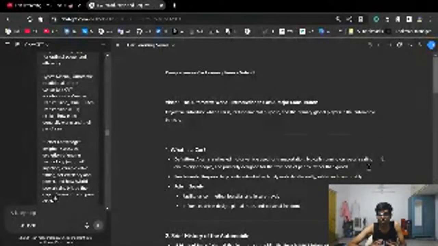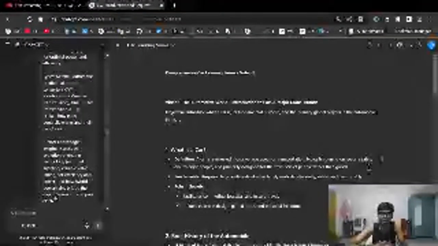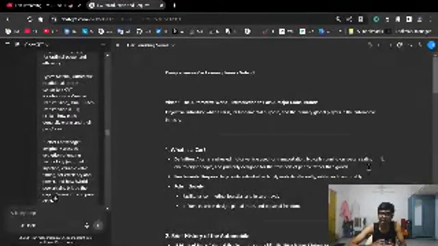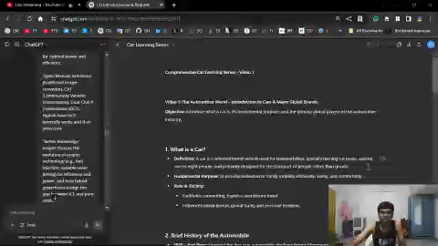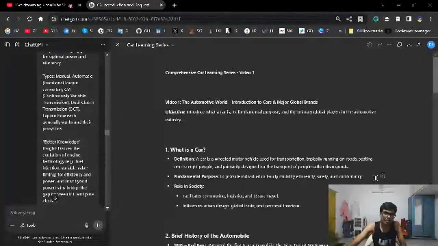Actually, that last line, that we didn't clear up, is: primarily designed for transport of people rather than goods. We have trucks and planes like flights, which are used for both people and goods. But a car is only for people, like when we want to go somewhere for a trip, then we use a car, not a truck. We also use trains and flights, but in trains and flights we can also transport goods. So a car is basically primarily designed for transport of people rather than goods.